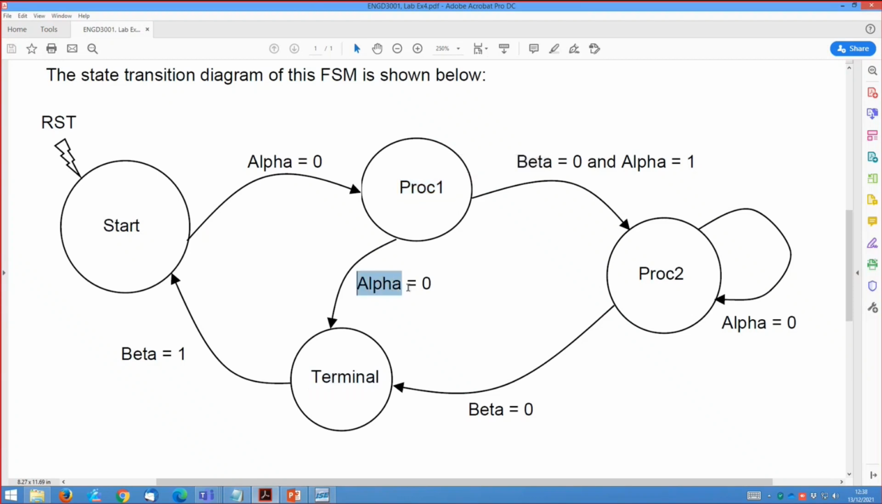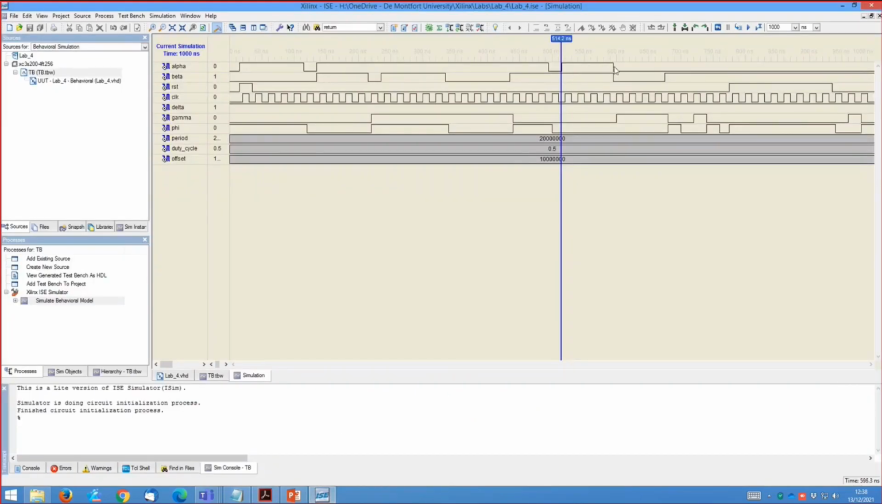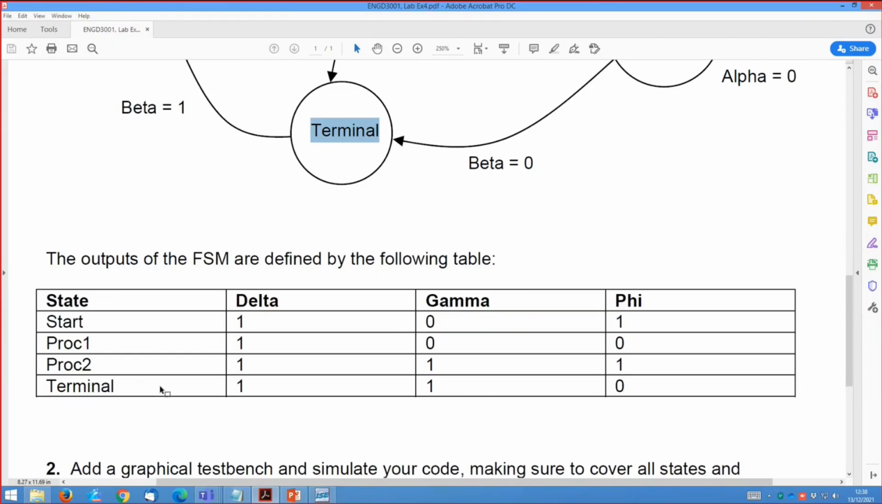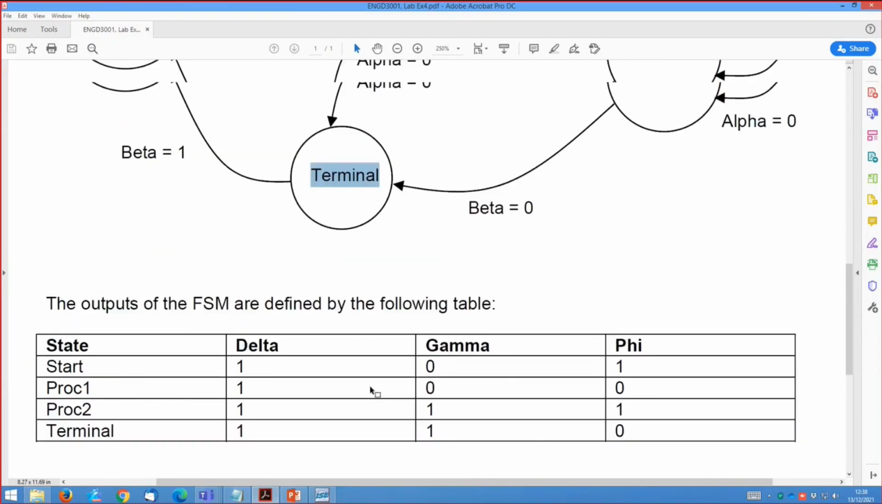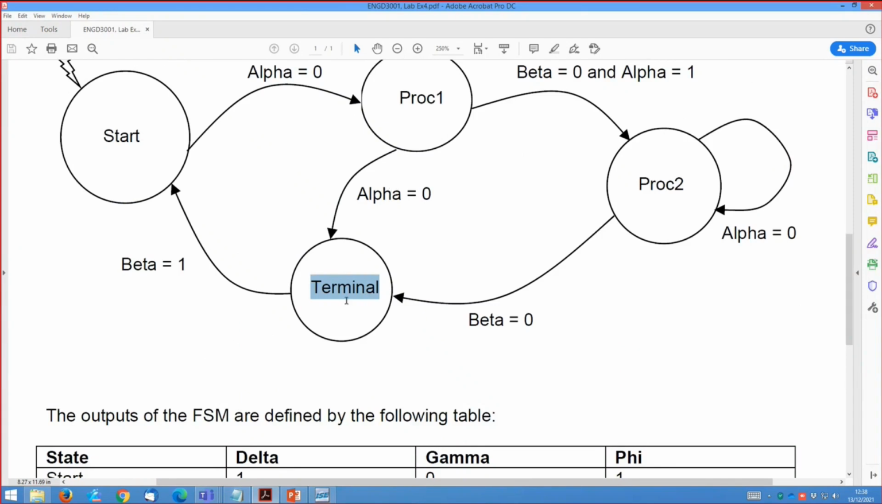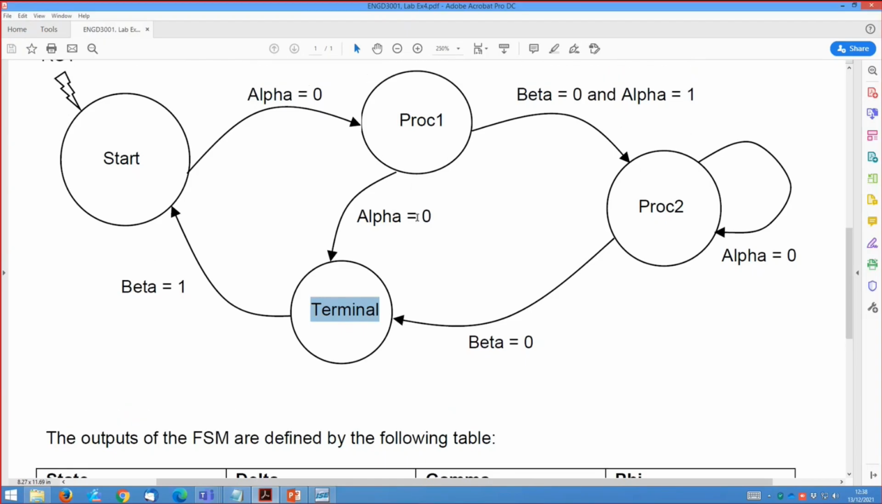And then a few clocks after, I'm going to set alpha 0, so I can move to terminal. So you can see that after a few clocks, I now set both alpha and beta to 0, which will allow me then to change the state when the next clock arrives, and essentially then move into the 1, 1, 0 state. 1, 1, 0, if we look at the table, corresponds to terminal. So now basically, because alpha is 0, I move to the terminal state. Beta was also 0, but because my alpha is 0, that condition was false. So only this condition was true, hence why I moved from proc 1 to terminal.